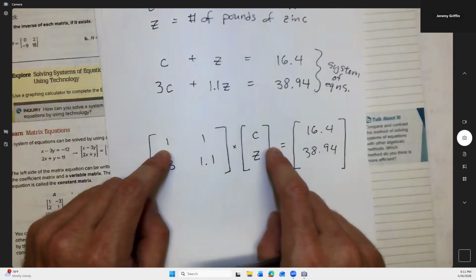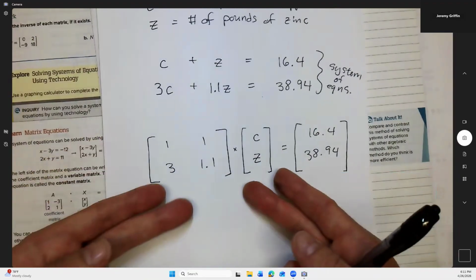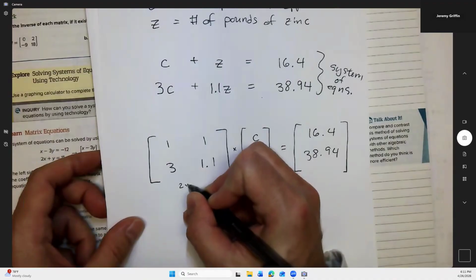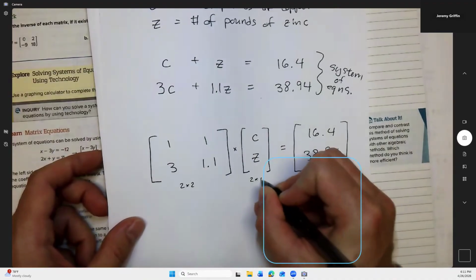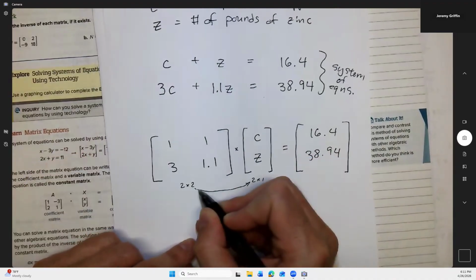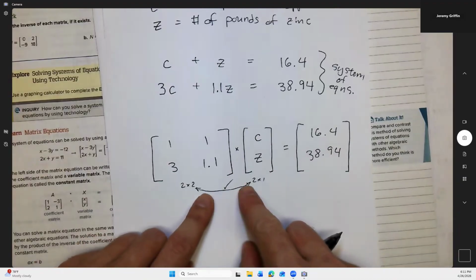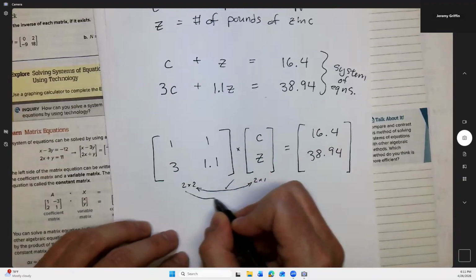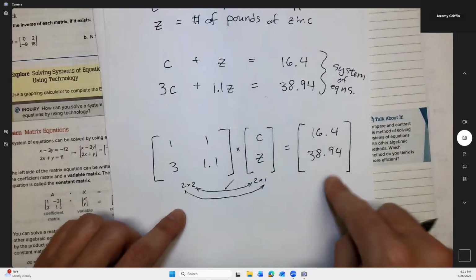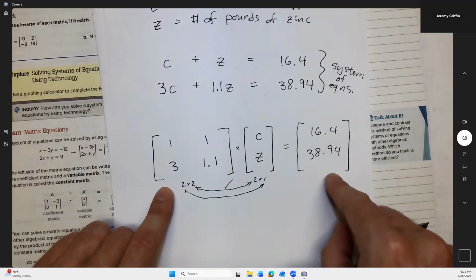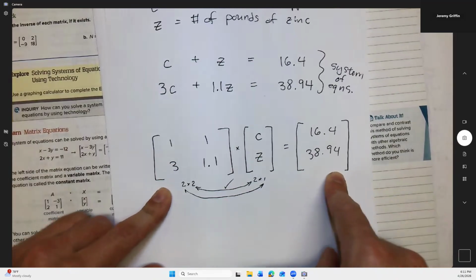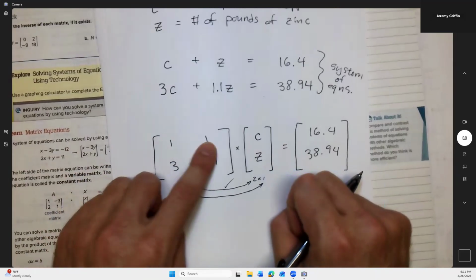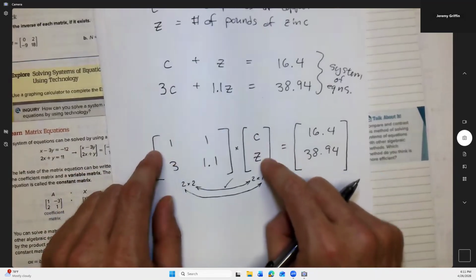Now, watch how, because you have to remember how to multiply matrices. I have a 2 by 2 matrix here and a 2 by 1 matrix here. The fact that these twos match means yes, I am allowed to multiply. And this outside 2 and this outside 1 tell me that the product matrix should be a 2 by 1, which it exactly is.